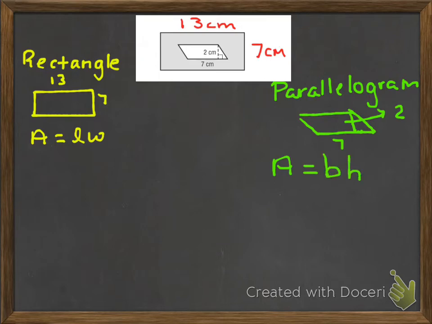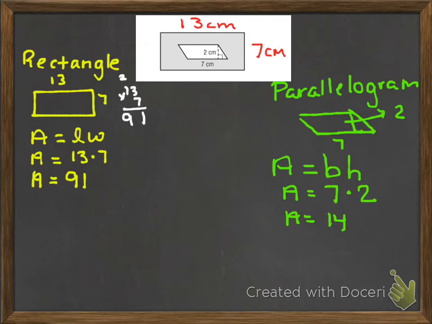You do have to have base times height, because remember, a parallelogram has nothing to do with the length, because those sides are bent sometimes, or they are actually bent. So the length has nothing to do with it. It's got to be area equals base times height. So now we're just going to substitute and solve.